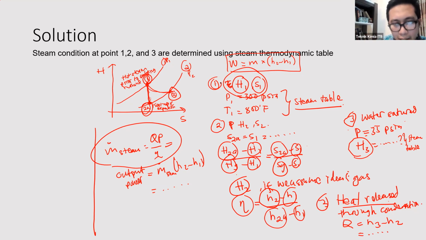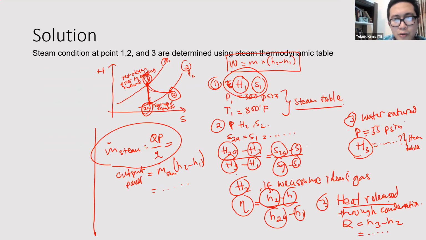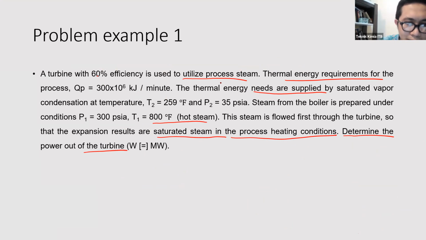Okay, so again, don't forget to consider the units. Please be careful of the units, because here they are in BTU and degrees Fahrenheit. Usually when you look through the steam tables in degrees Fahrenheit, the unit of enthalpy is BTU per pound, not kilojoule per kilogram. So please be careful, and you need to convert it later on to megawatts in this case.